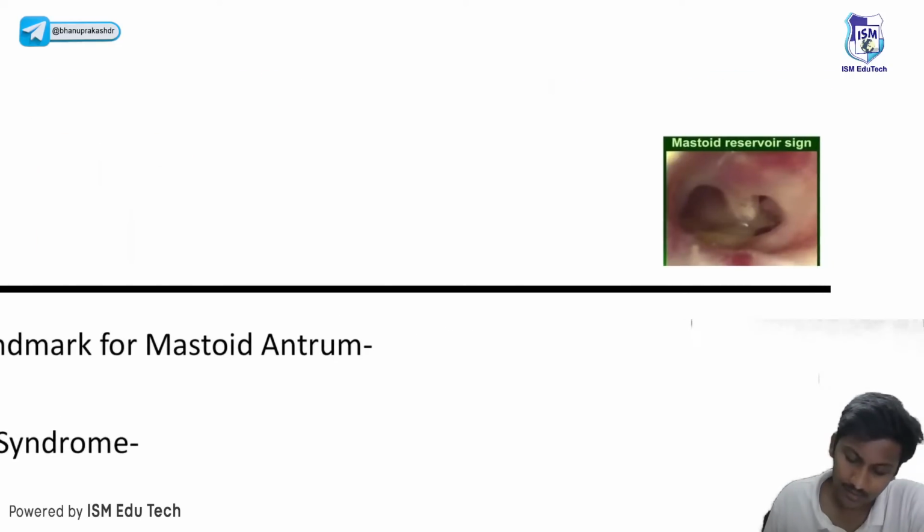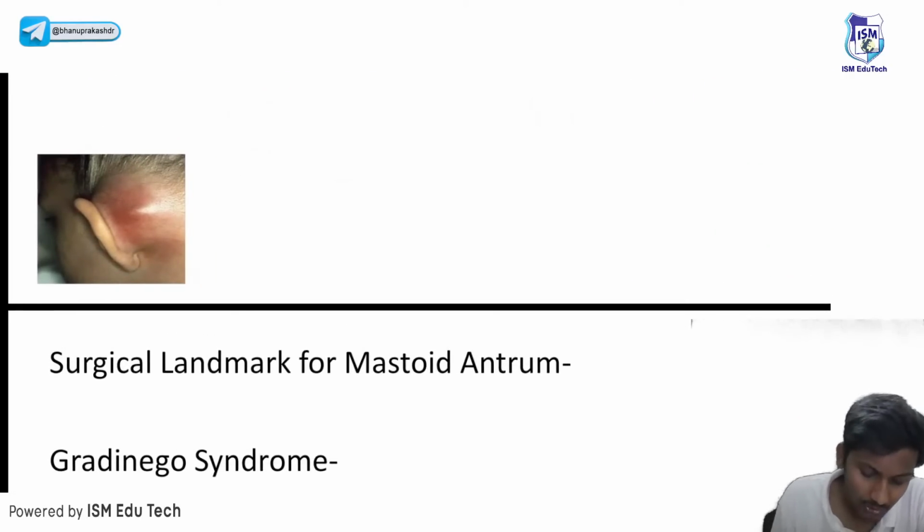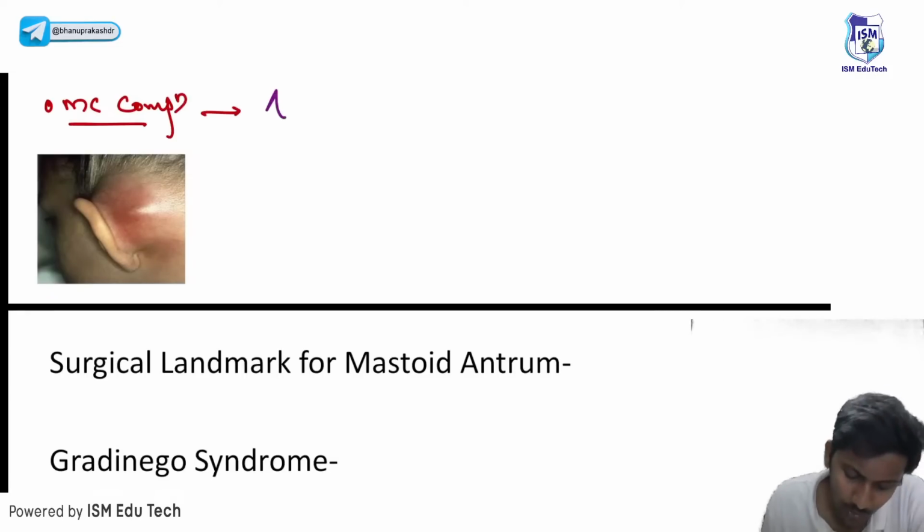Next is this condition, which is the most common complication of ASOM or CSOM. What was the most common complication of ASOM or CSOM? I've told you it was acute mastoiditis. That means the infection has spread to the mastoid air cells now.